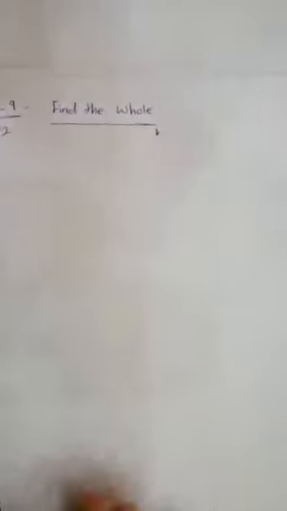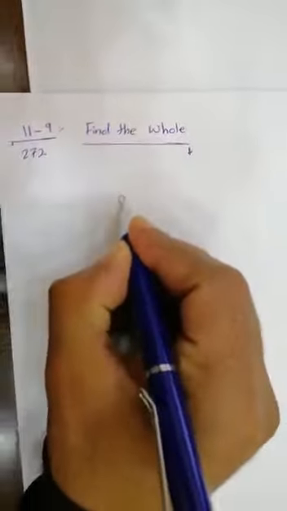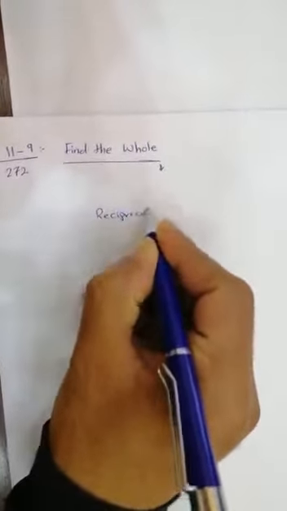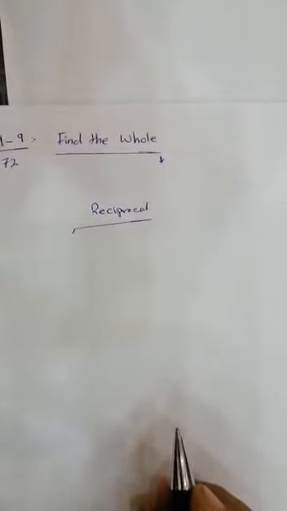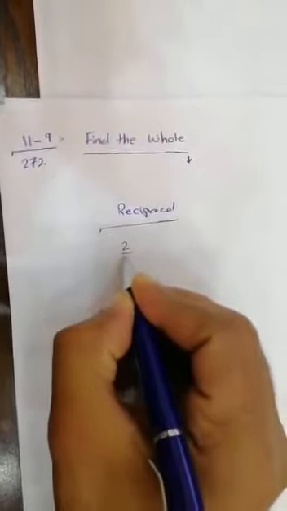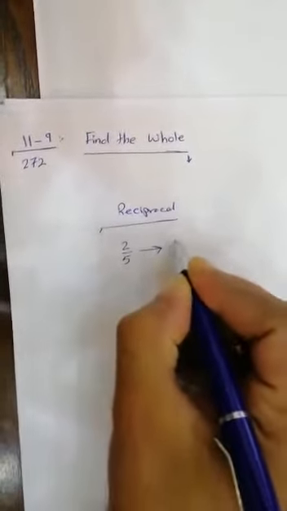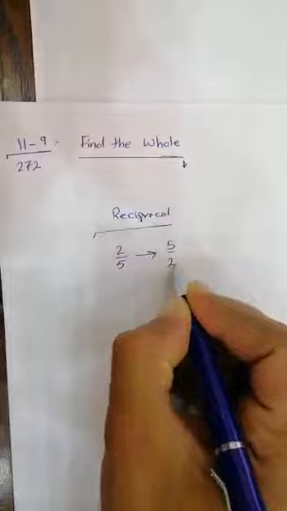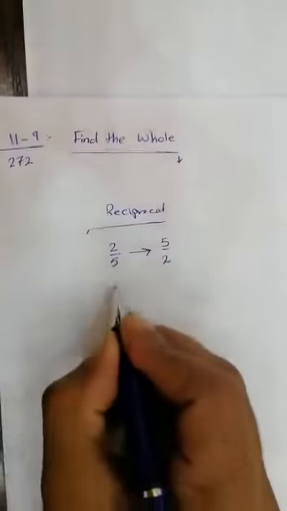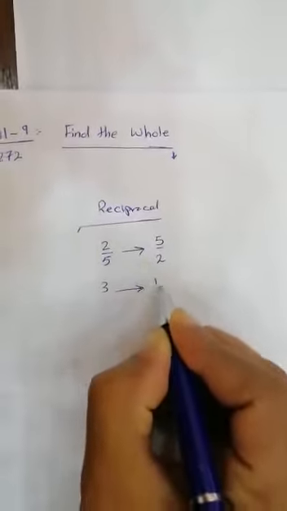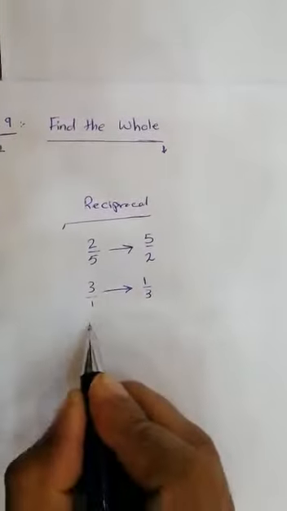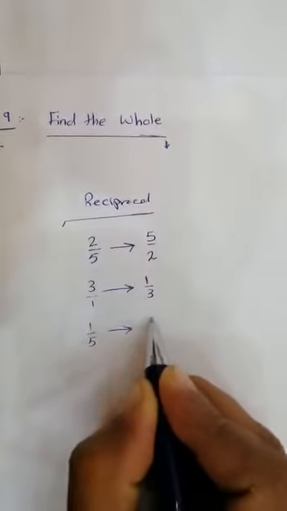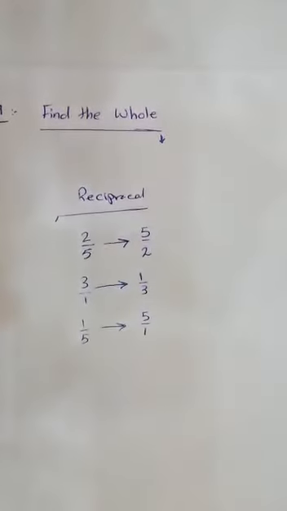Before we start, I want you to remember something like reciprocal. Reciprocal, it's the flipped number, okay? That means if we have 2 out of 5, the reciprocal of it will be 5 out of 2. If we have whole number 3, the reciprocal is 1 out of 3. Why? Because any whole number is out of 1. And if we have 1 out of 5, the reciprocal is 5 out of 1.